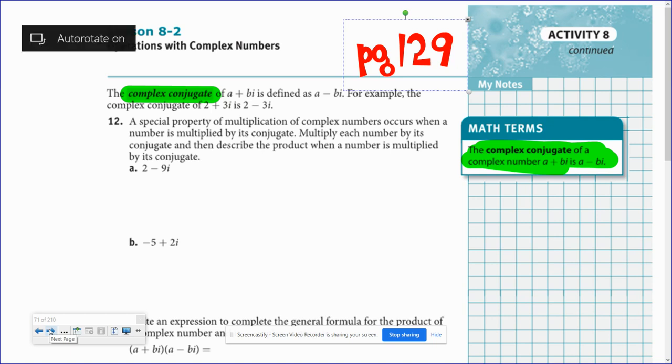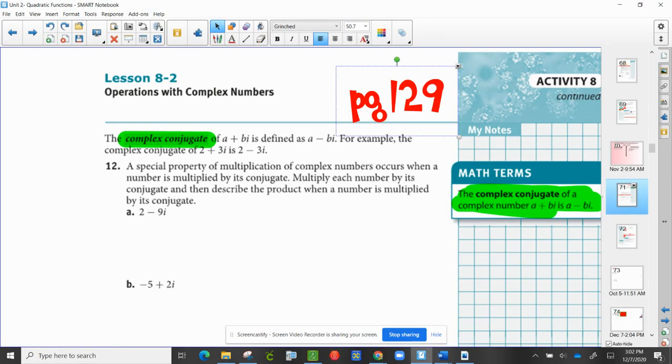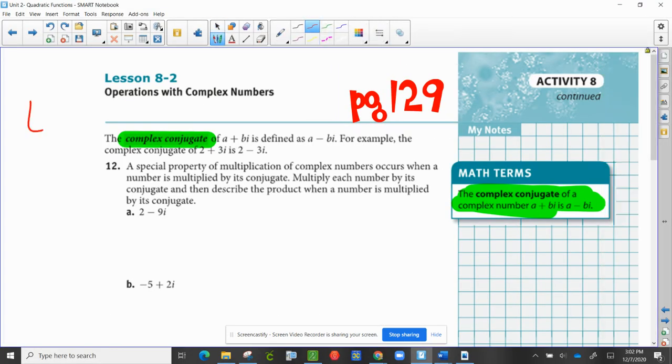Okay, so here we are on page 129, and we are going to start by talking about a complex conjugate because we're going to need these when we do division. Now, because i is technically a radical, because remember, i is the square root of -1, we cannot have radicals in the denominator. So if we have an i in the denominator, that is bad. So what we have to do is rationalize our denominators, just like we would if there was a normal radical in the denominator.